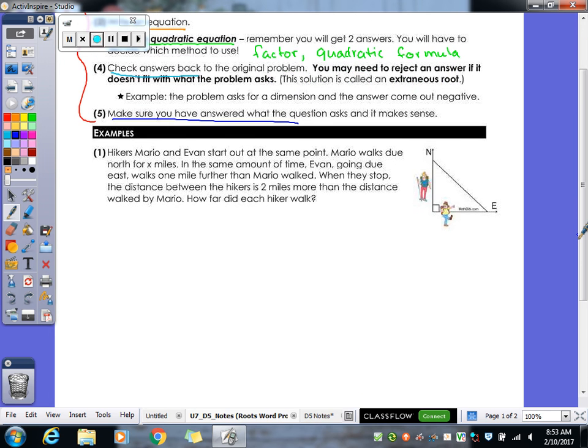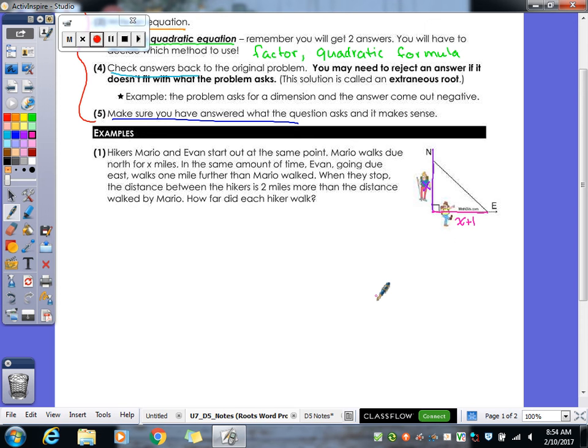We have hikers Mario and Evan start out at the same point. Mario walks due north for x miles. So here's north. They started here. Here's north. So that's my x. In the same amount of time, Evan, going east, walks 1 mile further than Mario. So here's Evan. He's Mario, which is x plus 1 more.